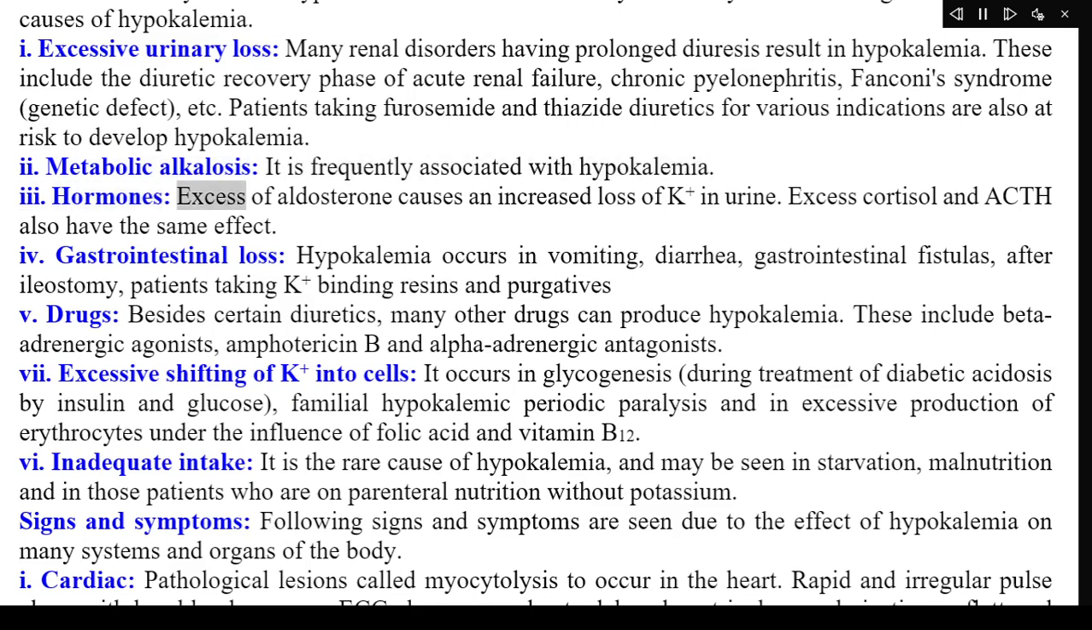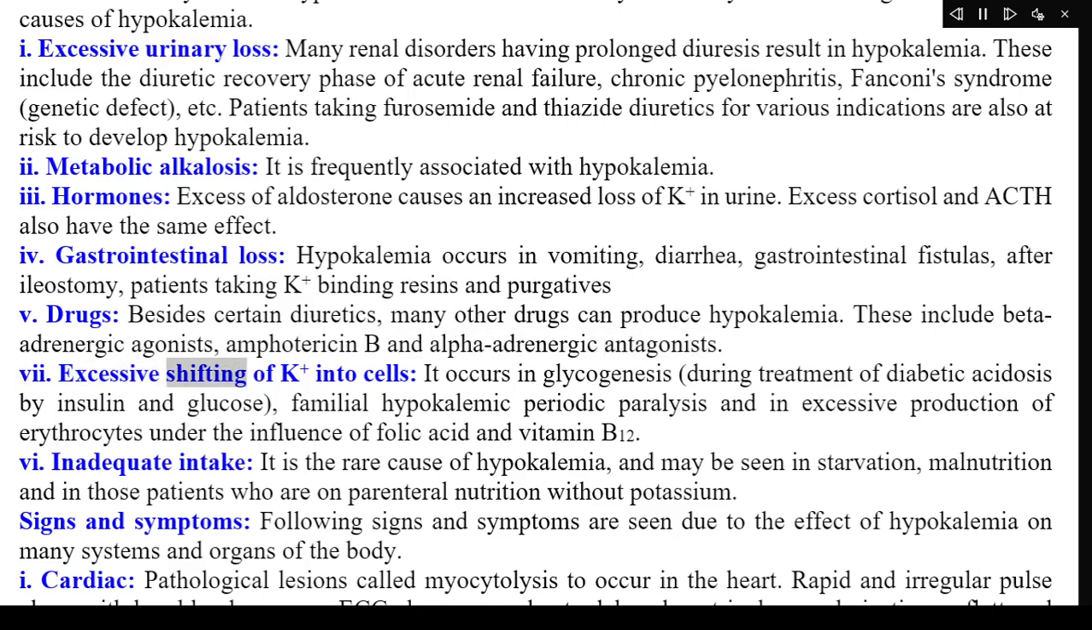3. Hormones. Excess of aldosterone causes an increased loss of K+ in urine. Excess cortisol and ACTH also have the same effect. 4. Gastrointestinal loss. Hypokalemia occurs in vomiting, diarrhea, gastrointestinal fistulas, after ileostomy, patients taking K+ binding resins and purgatives. 5. Drugs. Besides certain diuretics, many other drugs can produce hypokalemia. These include beta-adrenergic agonists, amphotericin B, and alpha-adrenergic antagonists.